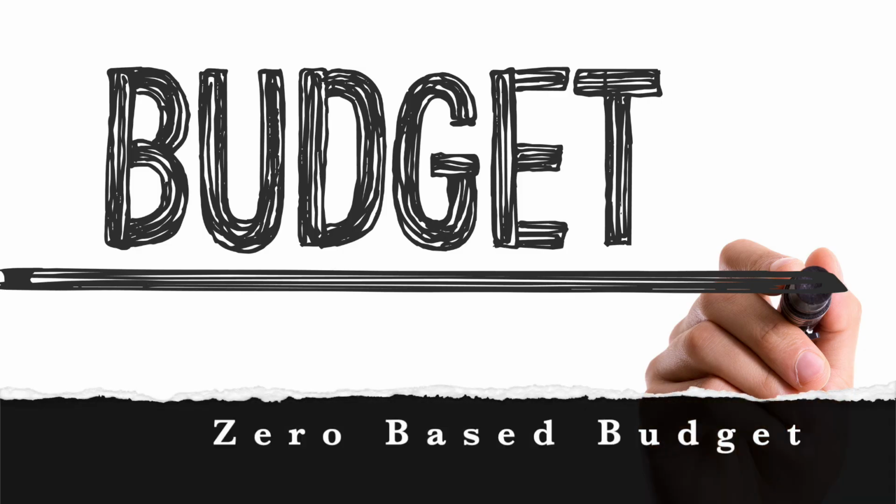Budgeting 101. This video is going to talk about one budget option, the zero-based budget. So, what is zero-based budgeting? In zero-based budgeting, your income minus your expenditures should equal zero. Simple to say. A little more difficult to do depending on where you are in your financial journey.